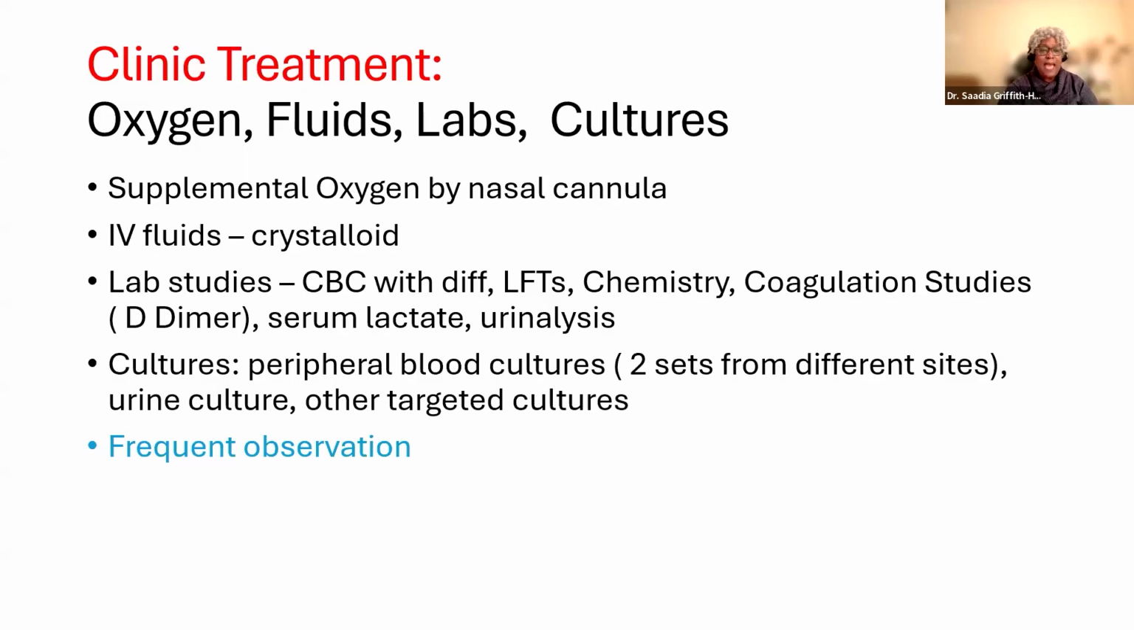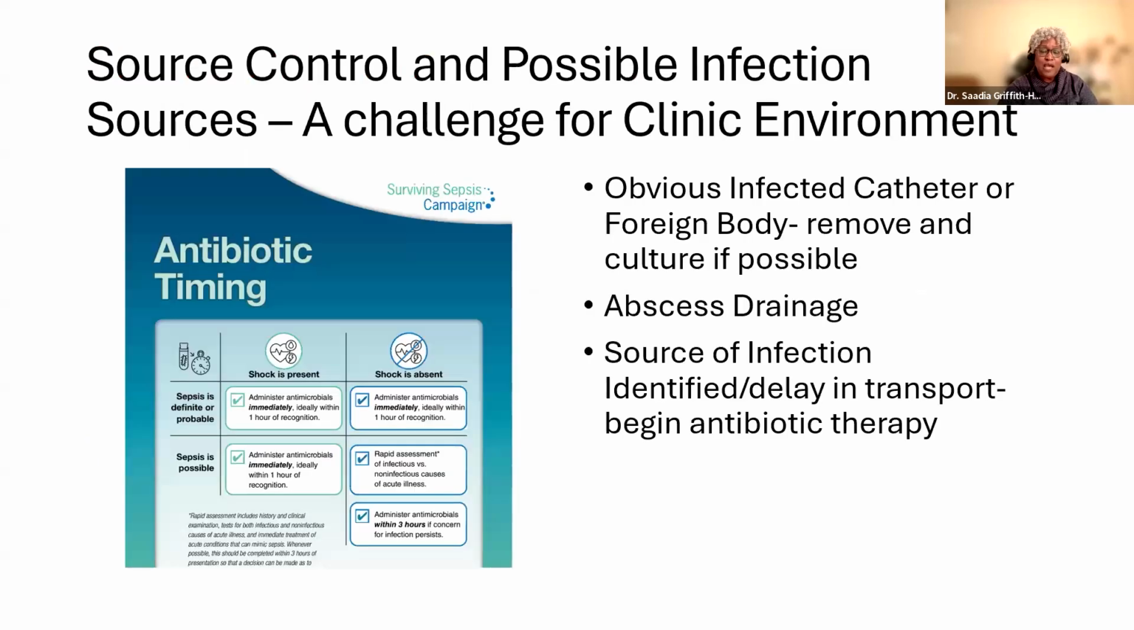Again, this may not be something that can happen in your clinic, and you have done your duty if you're trying to get your patient to the hospital. Source control and possible infection sources, again, a challenge for a clinic environment. But if you have an obviously infected catheter or foreign body that is easily removable and there's going to be a delay in transportation, you can consider removing it. Again, the problem sometimes if you take out a PICC line and the patient has no IV access, that can be a problem. But certainly if you see pus coming out, you can culture around it.